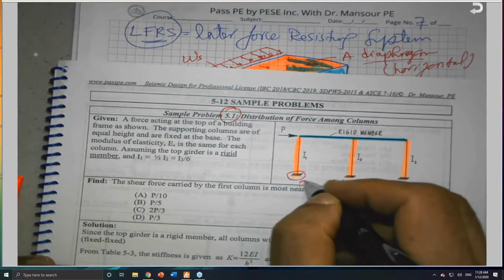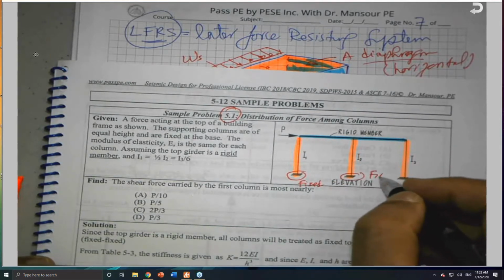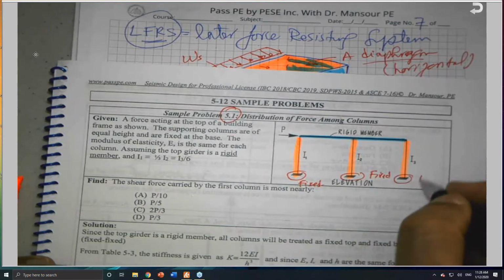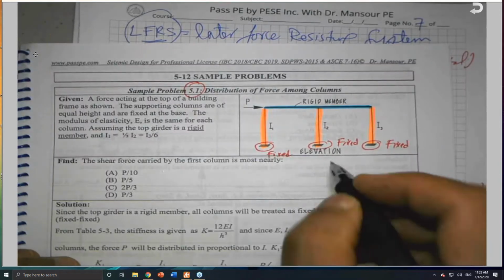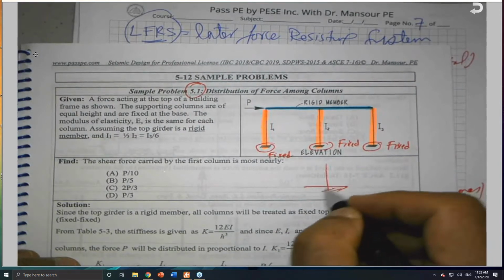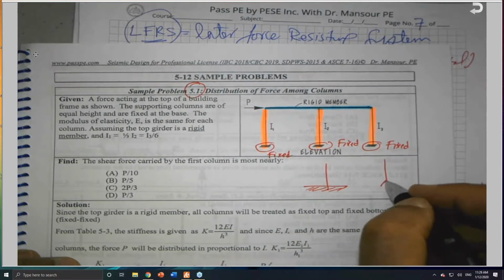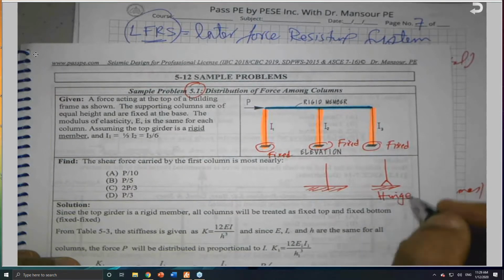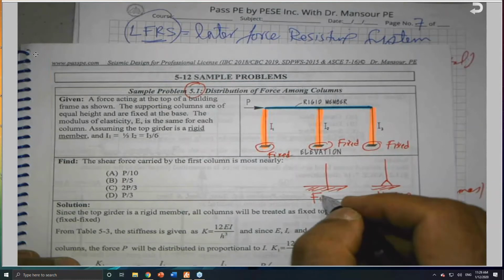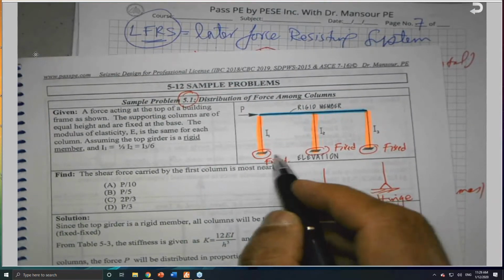This is fixed, and this is fixed, and this is also fixed. This is the notation that we are using to indicate fixed condition. Here it is, fixed, like that. If it is a hinge, we do it that way. So this is a hinge or a pin, and this is fixed. So it's telling you that these columns are fixed at the bottom.